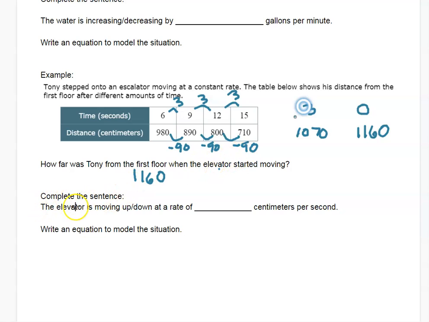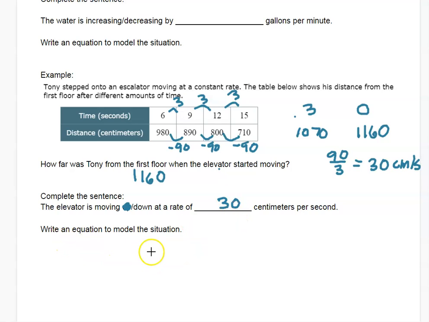Complete the sentence. The escalator is moving. In this case, it's not moving up, it's moving down. So I'm going to cross out up at the rate of, well, we have 90 centimeters over 3 seconds. That's going to simplify out to 30 centimeters per second. Okay, so 30 centimeters per second.